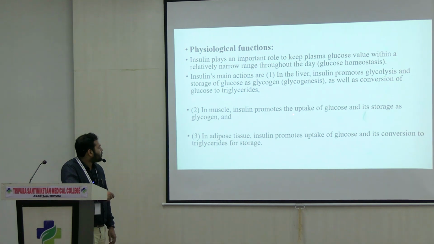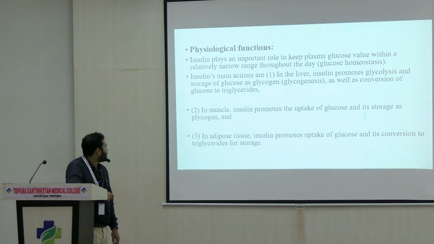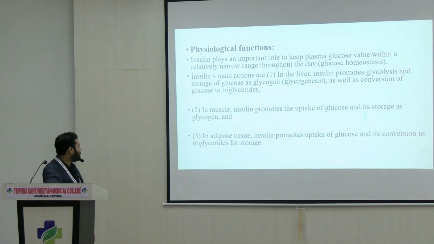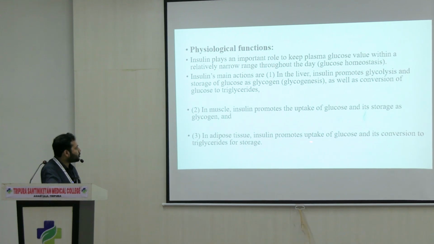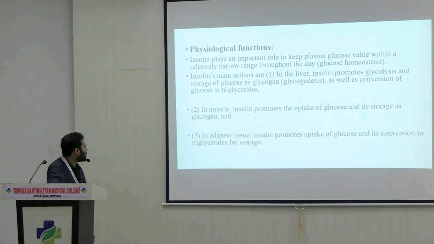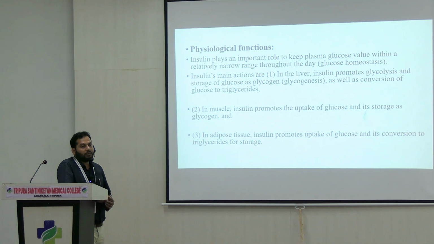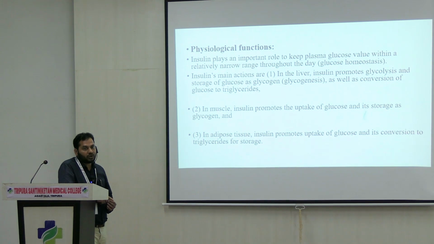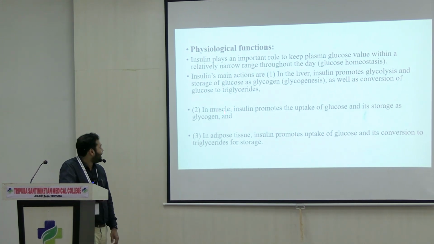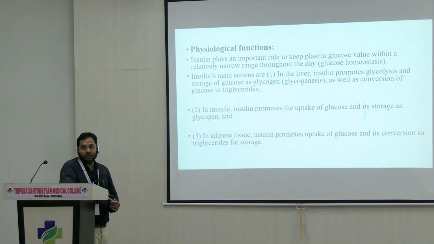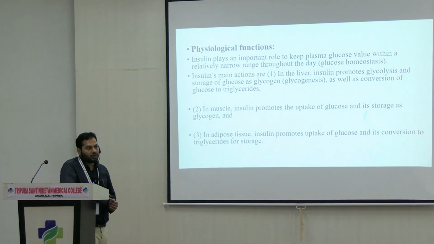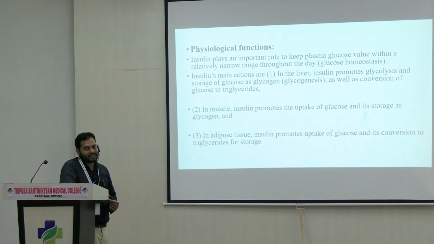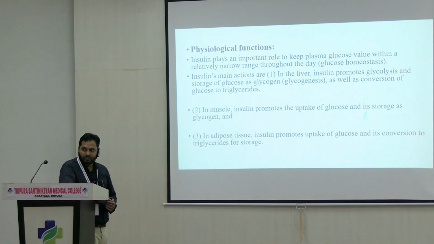In muscle cells, insulin promotes the uptake of glucose and its storage as glycogen, again an important source of stored energy. In adipose tissue, insulin promotes uptake of glucose and its conversion to triglycerides for storage. So, ultimately we could say insulin is very important because in all these cases it promotes the storage of glycogen, which means it promotes the formation of energy, which is essential for cellular functions.